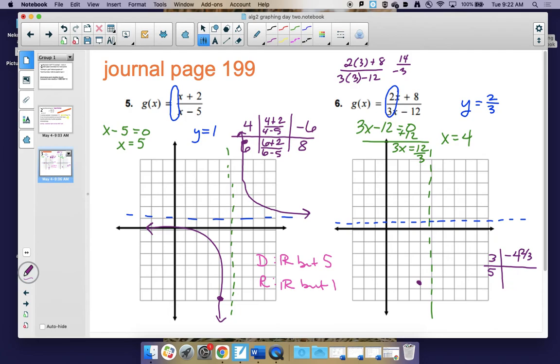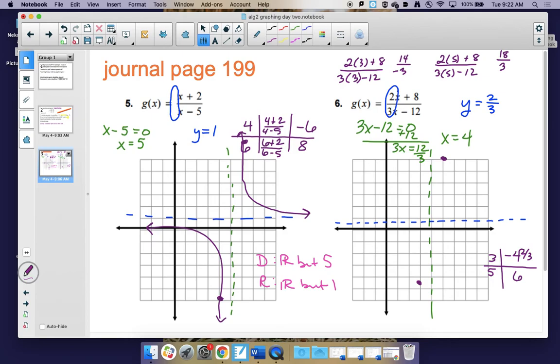Now I'll plug the 5 in. And I've got 10 plus 8 over 15 minus 12. So that one comes out to be a 6. You can do that all on your calculator if you'd rather. So at over 5, I'm going to be at up 6.